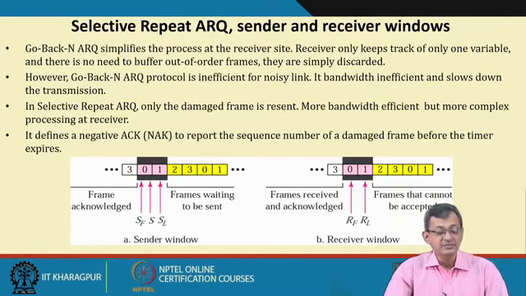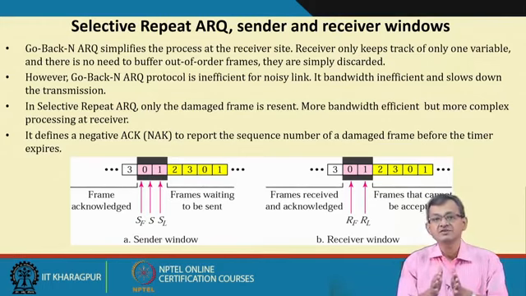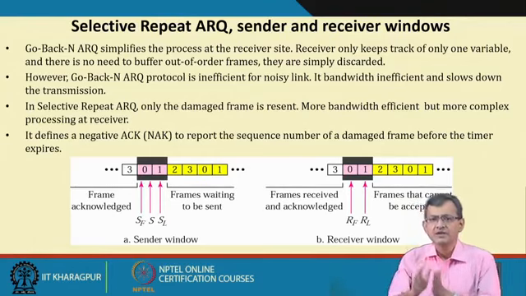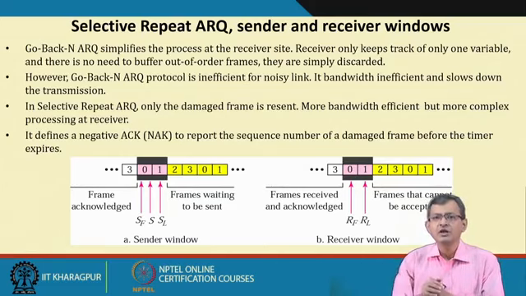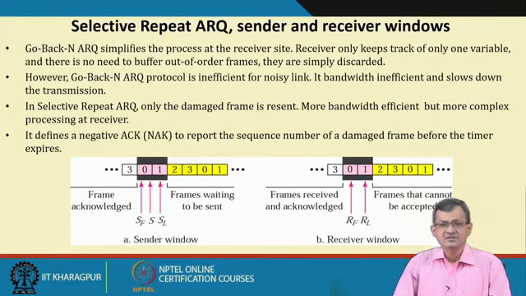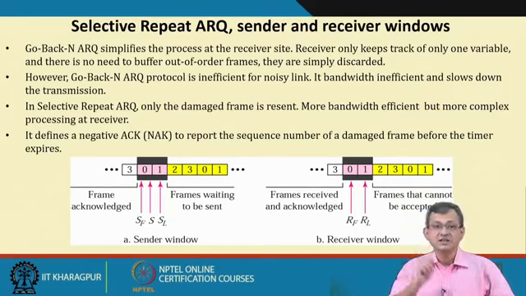However, in Selective Repeat ARQ only damaged frames are resent. It is more bandwidth efficient, but more complex in processing. It is selective repeat, which means you are not discarding everything. In Go-Back-N, if you find one out of order, you discard everything after that, but in selective repeat you only discard the erroneous or damaged frames, and you selectively request a resend from the sender for those frames.